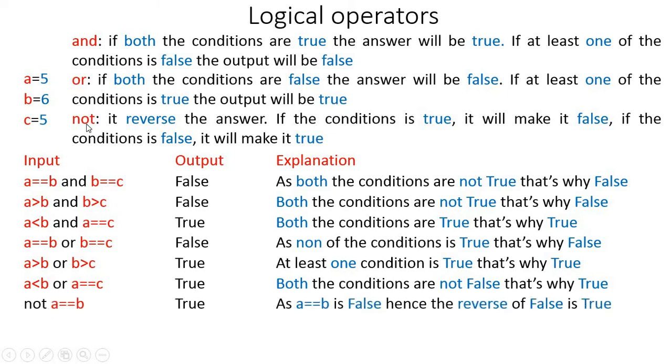Now let's come towards the third logical operator, NOT, which reverses the answer. The output of this condition, that is A equals B, is false. The value of A is not equal to B. When you put NOT in front of this condition, it will reverse the false to true.